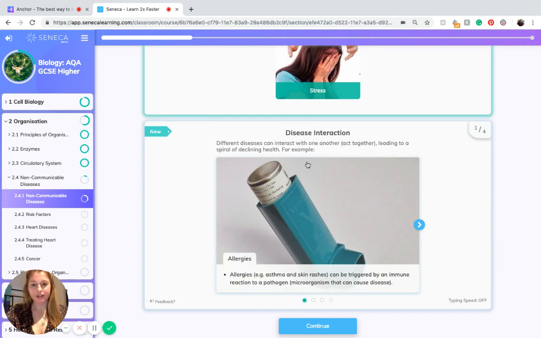Disease interaction. Different diseases can interact with one another by acting together, which leads to a spiral of declining health. For example, allergies, such as asthma and skin rashes, can be triggered by an immune reaction to a pathogen. A pathogen is a microorganism that can cause disease.